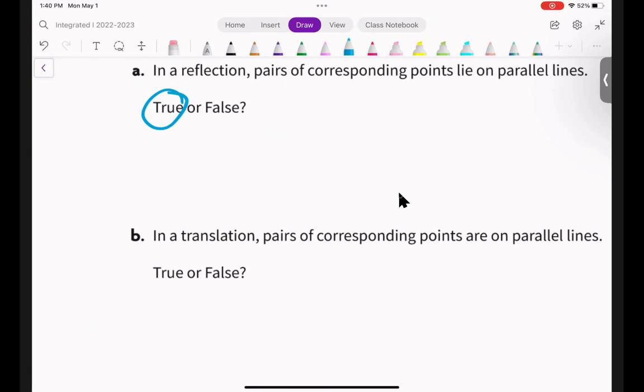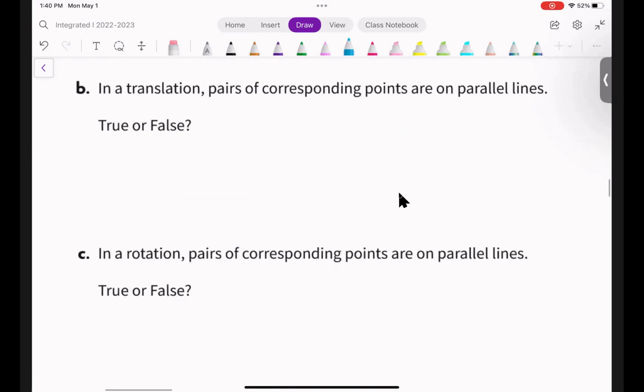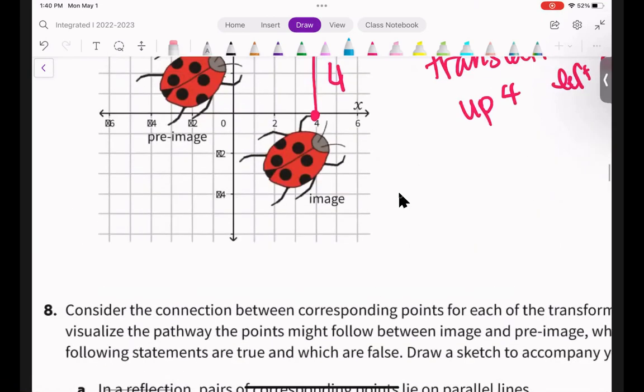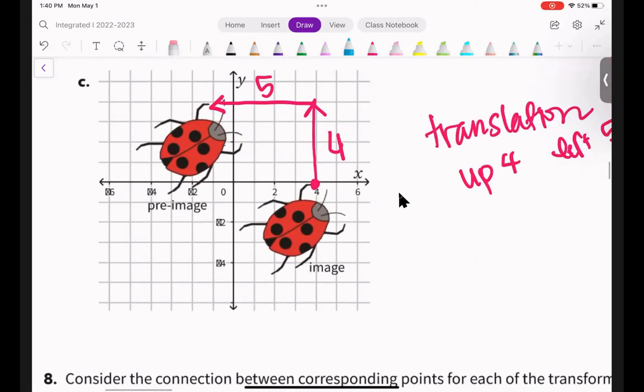What did you guys get for B? The corresponding points in a translation, are they parallel? So going up to my ladybug, I'm going to choose a couple good points. So maybe here is a good point. Oops, that's not a good line. Is that parallel? I'm trying to find good points. Maybe his armpit. I don't know.